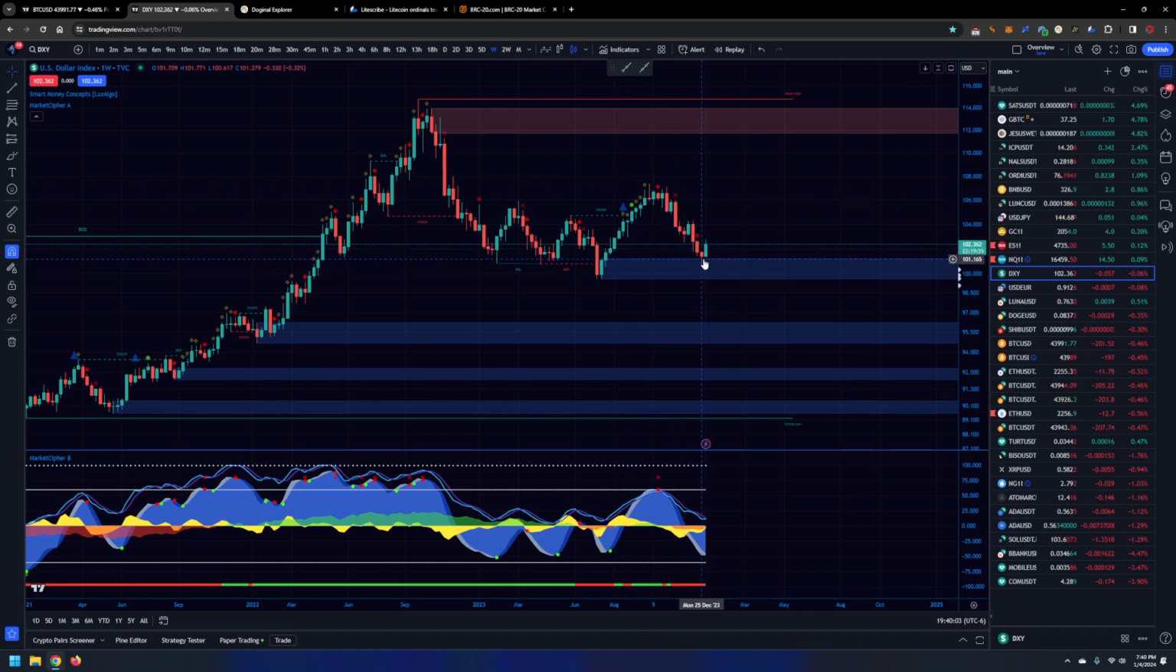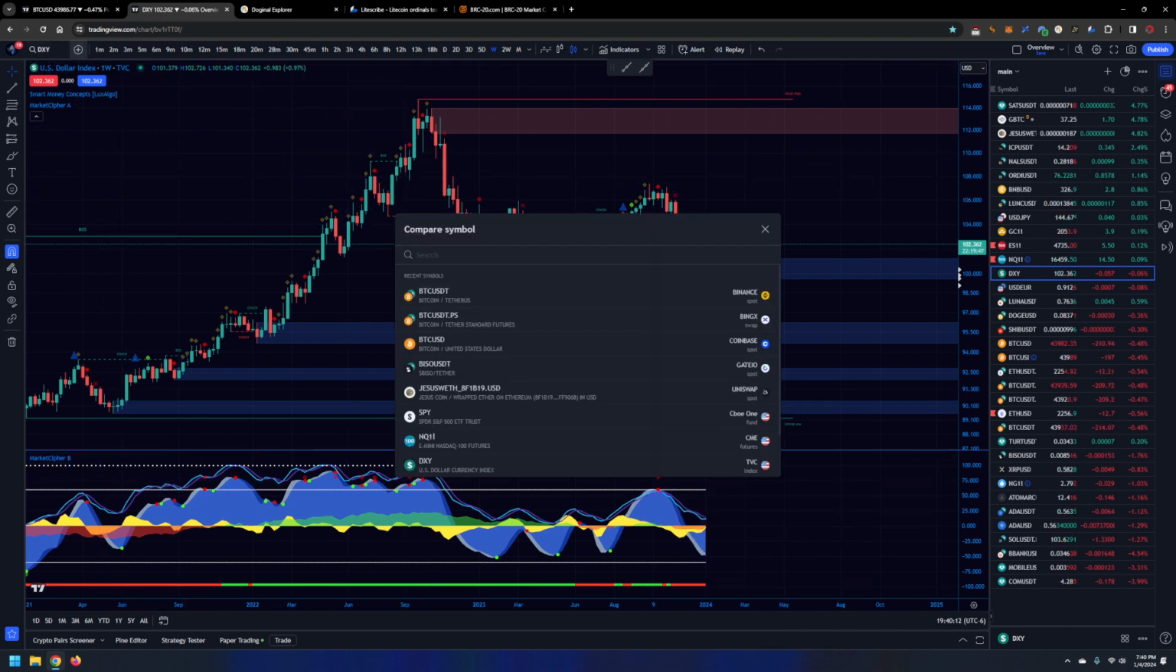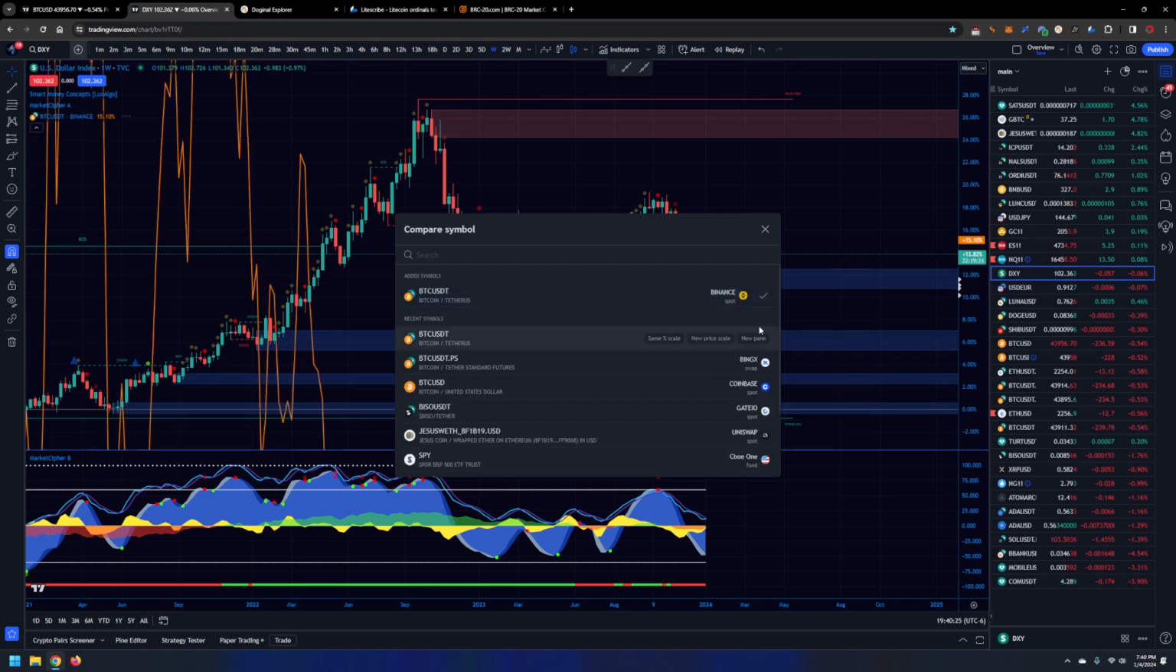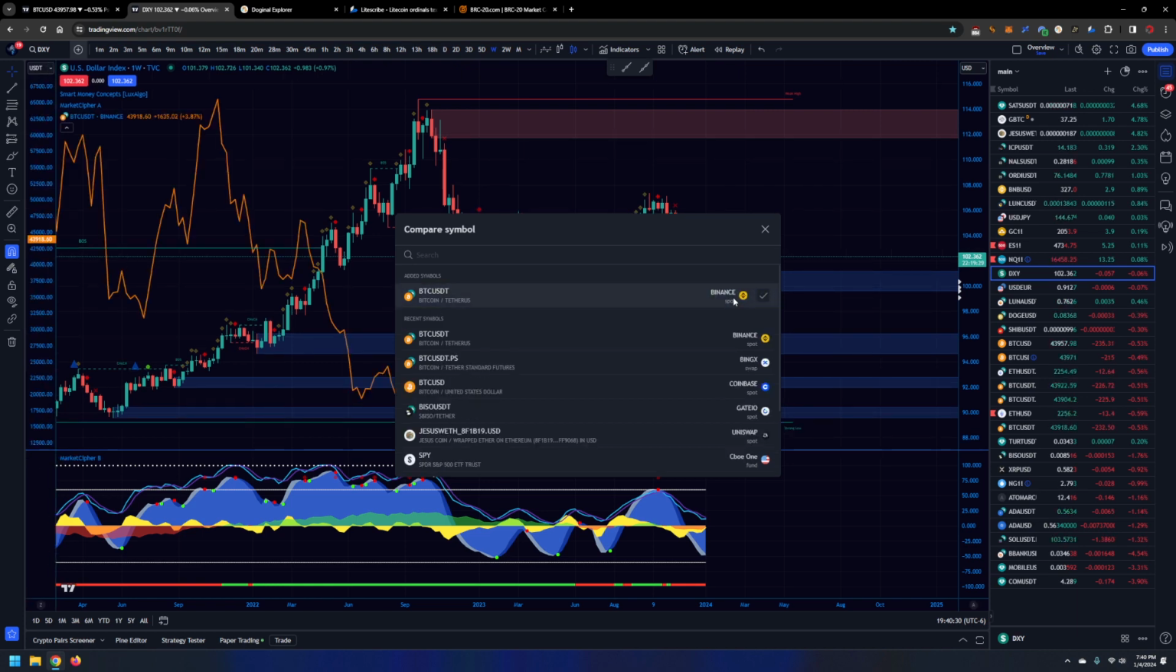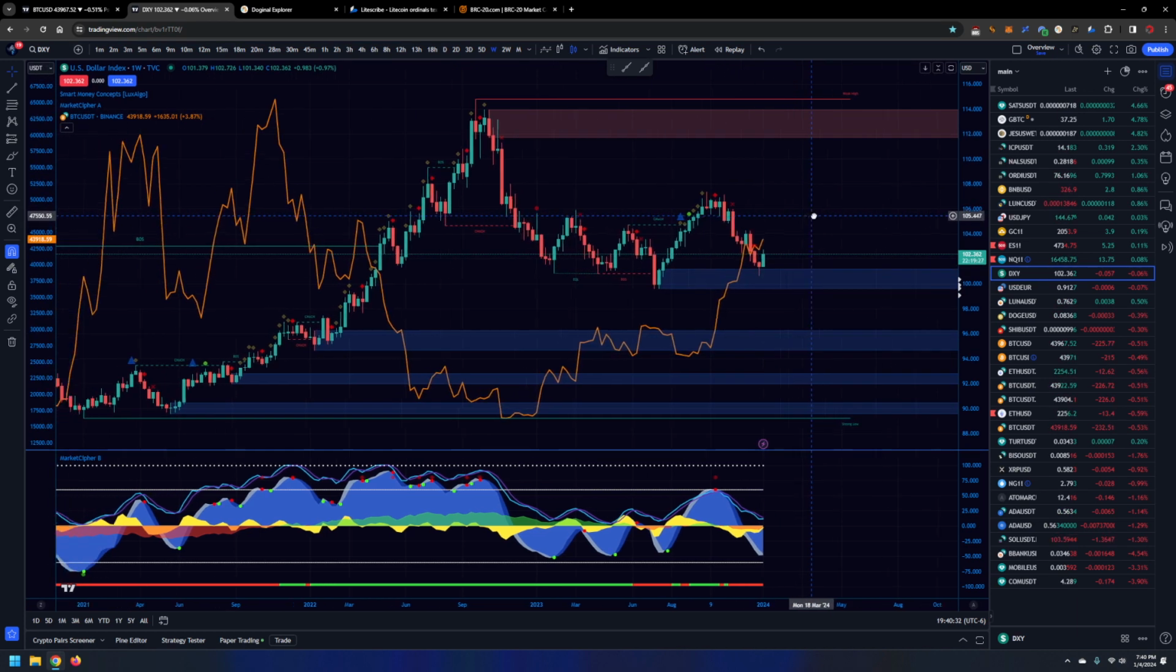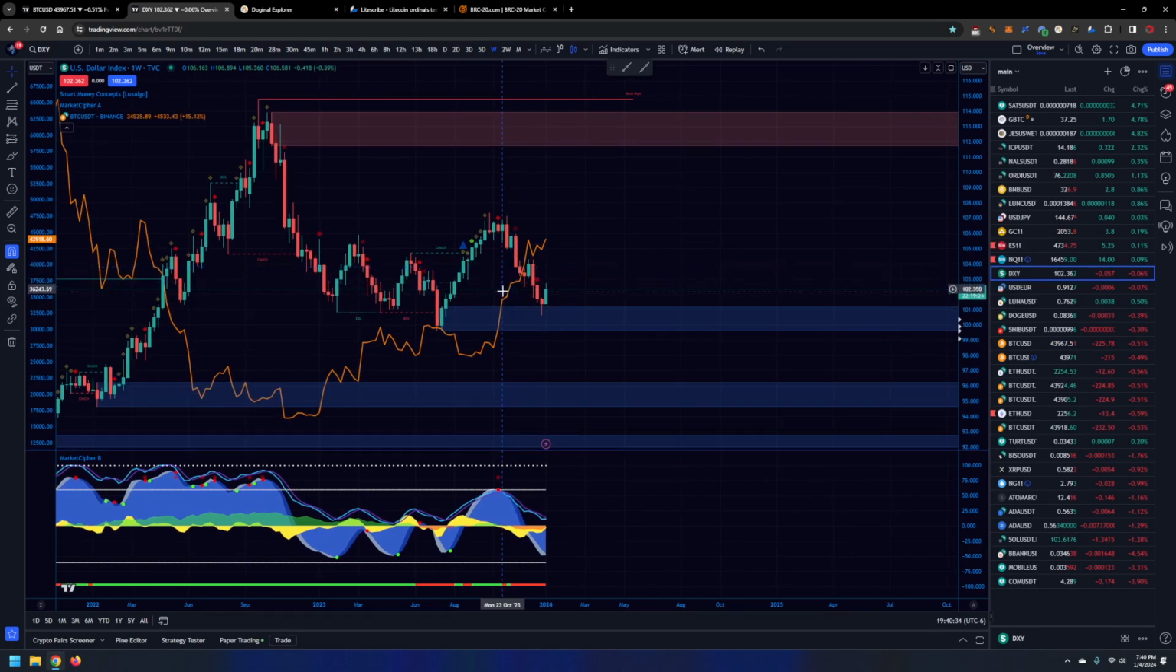Dixie, ooh, like we're getting a move back up on the dollar. You know, I was thinking the other day that we were getting an inversion with Bitcoin and Dixie. And so if I add Bitcoin to this chart, same as percent scale, new price scale. That looks a lot better. Okay.